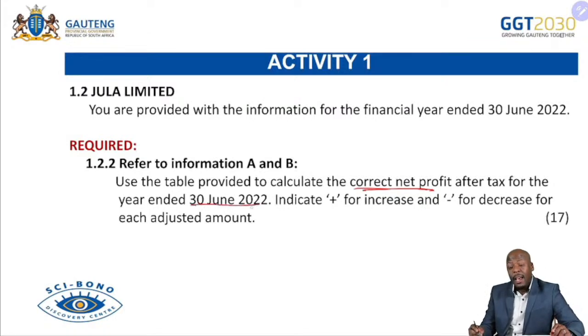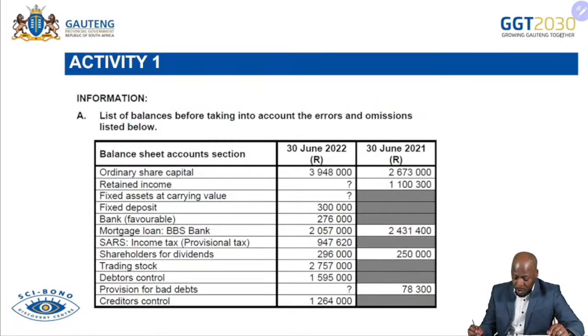And then here are the instructions of the examiner that we must indicate with a plus for an increase and then a minus for a decrease. All right. And this must be done for each adjusted amount. And this question was for 17 marks. I want to show you in today's lesson how easy it is for you to get these 17 marks. Let's see what more information was given.